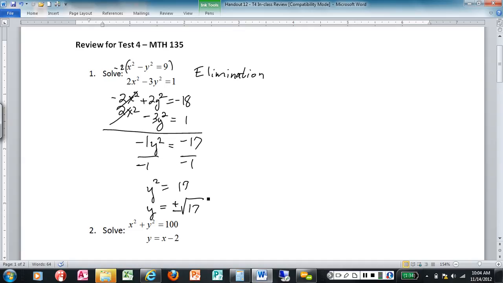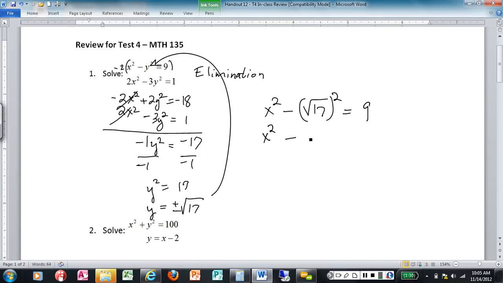I do need the x, so I need to plug in the square root of 17 for y there, so I'd get x squared minus the square root of 17 squared equals 9. We'll just leave it square root of 17. Could round off, I guess. But if I leave it as the square root of 17, what is the square root of 17 squared? That's just 17. And so we get x squared minus 17 equals 9, which means add 17, and we've got x squared is 26. And so what is x? Square root of 26, plus or minus that.